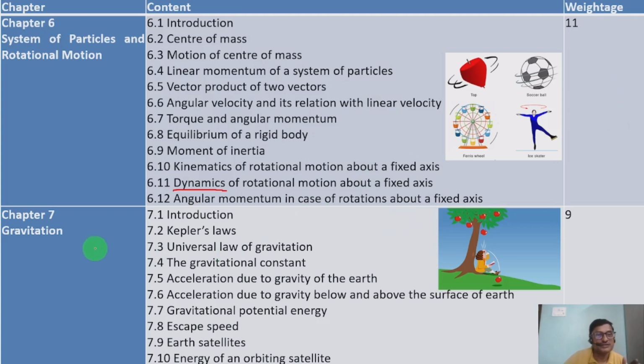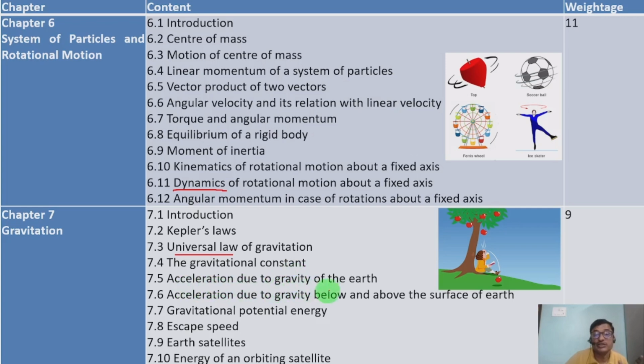Chapter 7, the last chapter in the first part, that is gravitation. The gravitation is an introduction. First 7.1, 7.2 Kepler's laws. There are laws concerned with the different parts of motion we are going to take here. And 7.3 universal law of gravitation. Concerned with gravitation, there is a universal law, that statement we will take. And 7.4 the gravitational constant. The constant concerned with gravity we are going to take.